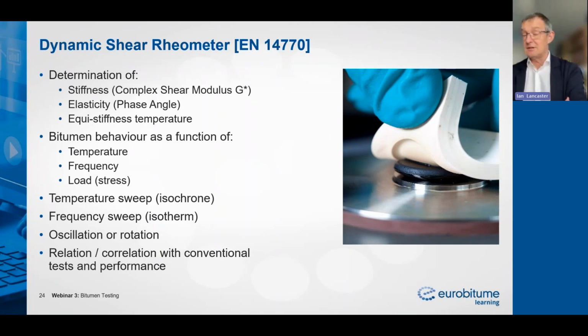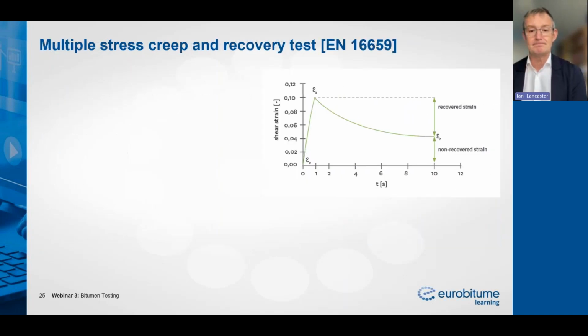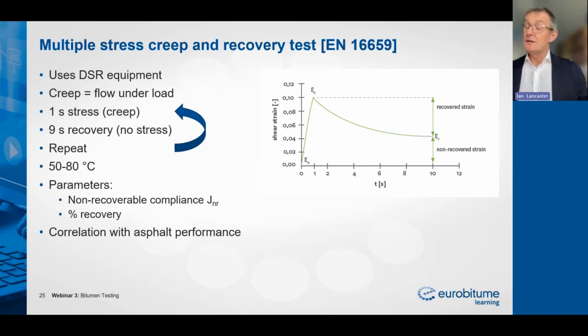You can measure rheology either in oscillation or rotation, and rheological tests tend to relate very well to some conventional properties, and they also give us a good indication of end performance. We could do another test in the DSR, which is called the multiple stress creep recovery test.